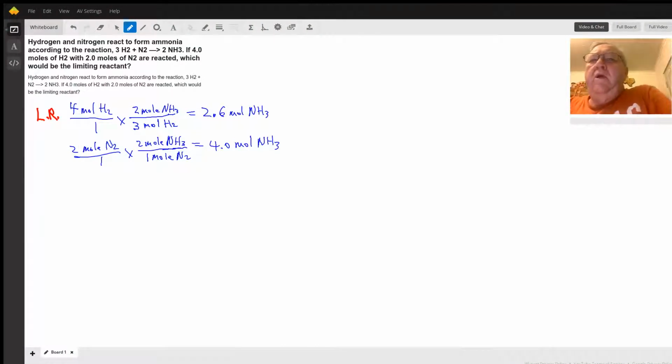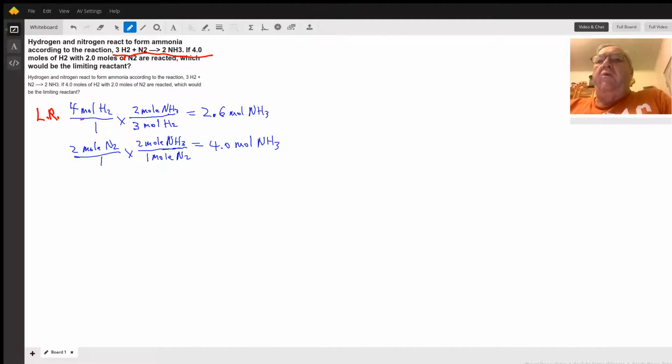Hi, limiting reactant is an interesting calculation. The way I always do it is I take the moles of each reactant and I go to moles of a product. The one that makes the least moles is your limiting reactant. So in this case, we take the 4 moles of the hydrogen, put it over 1, and from our balanced equation, we see that for every 3 moles of H2, we produce 2 moles of NH3.